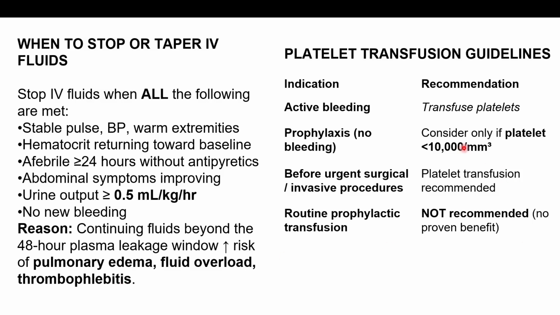That is the mainstay. Now, platelet transfusion guidelines: when there is active bleeding, always transfuse platelets regardless of the platelet count. If there is no bleeding, consider transfusion only if the platelet count is less than 10,000. Before an urgent surgical or invasive procedure, for example when a patient with dengue fever develops appendicitis and you want to take the patient for emergency surgery, platelet transfusion is necessary to maintain platelet levels at more than 1,000. Prophylactic platelet transfusion is not recommended and is of no proven benefit.